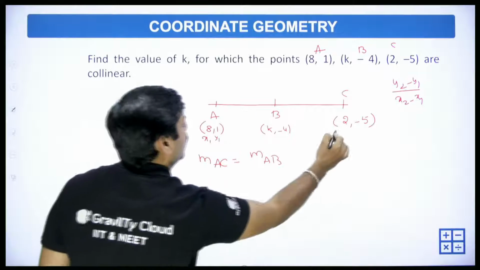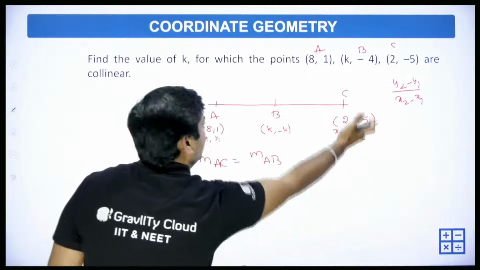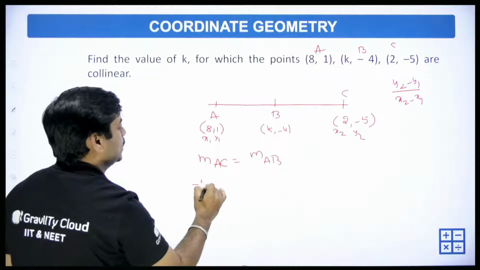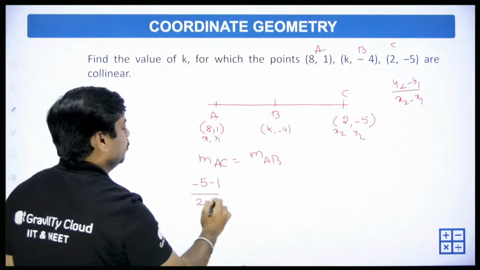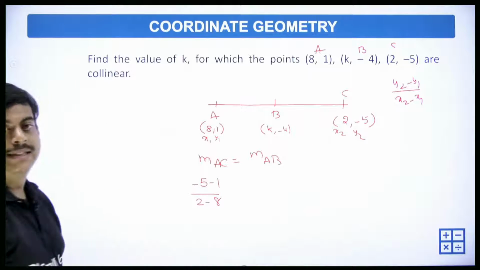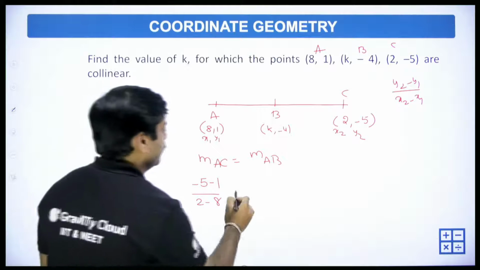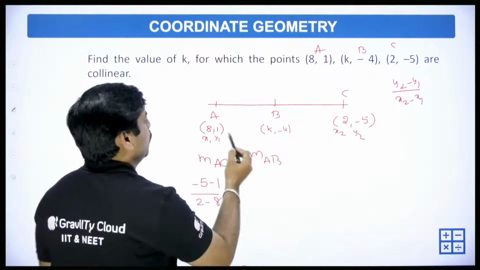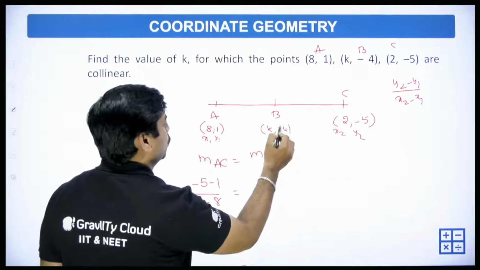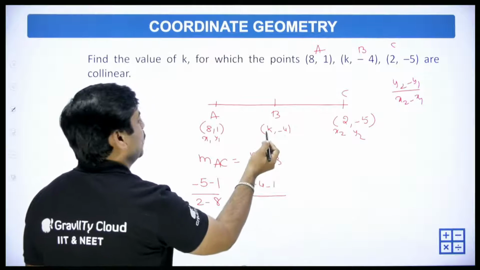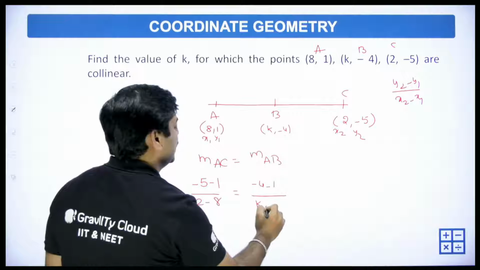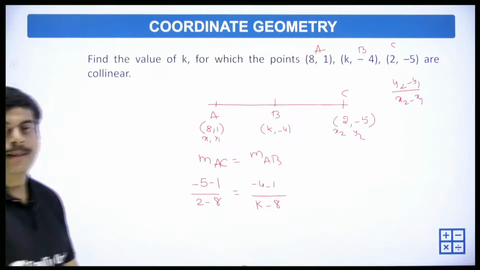x1, y1, x2, y2. y2 minus y1, minus 5 minus 1, by x2 minus x1, 2 minus 8. That is the slope of AC. It should be equal to the slope of AB. y2 minus y1, minus 4 minus 1, by x2 minus x1, that becomes k minus 8.